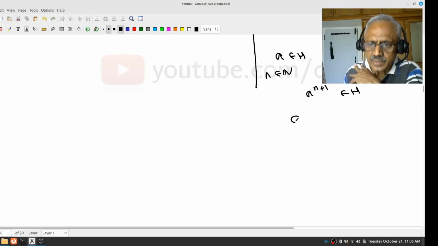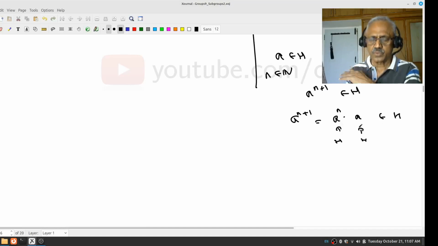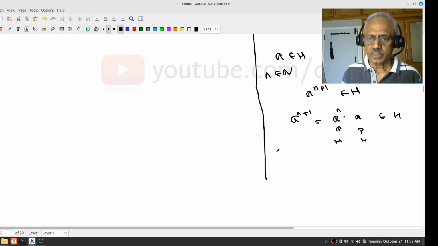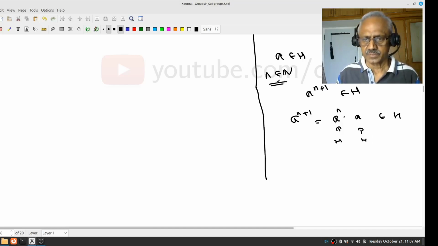How do I do that? A to the power n plus 1, again by our law of exponents, the law of indices, we know it is A power n times A. Now this is an element of H by hypothesis, A power n belongs to H by induction, and A is an element of H. These are two elements of H, their product must be in H. So we proved that for all natural numbers it belongs to H.